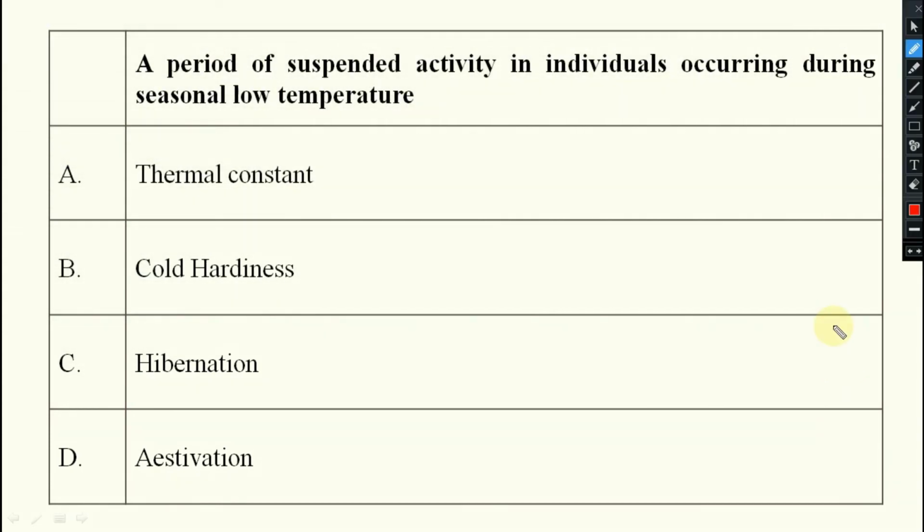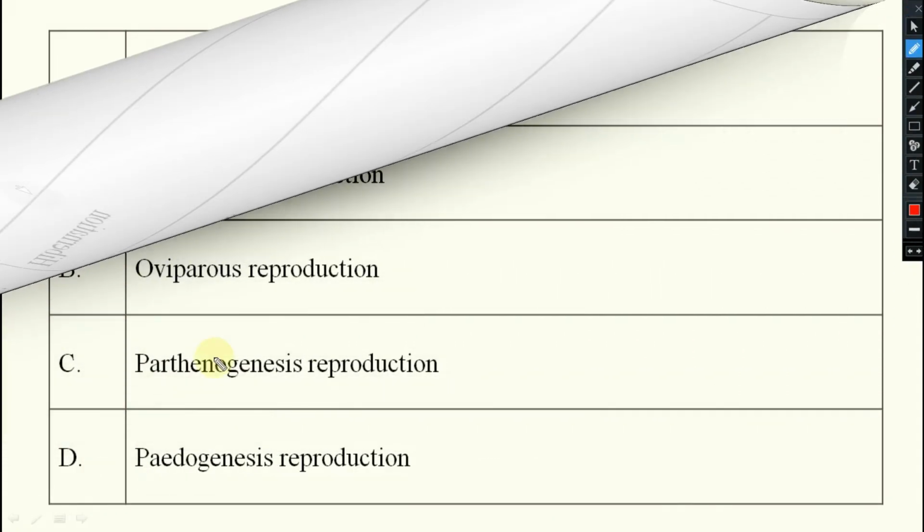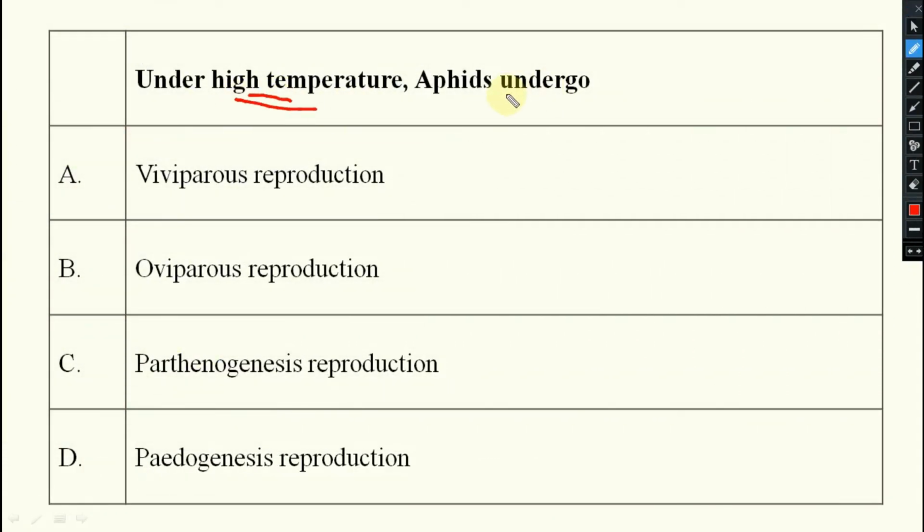Next, a period of suspended activity in individuals occurring during seasonal low temperature. That means what? Winter sleep, that is your hibernation. Yes or no? Then a period of suspended activity in individuals occurring during seasonal high temperature, that means summer sleep. Yes or no? That is known as what? Your estivation.